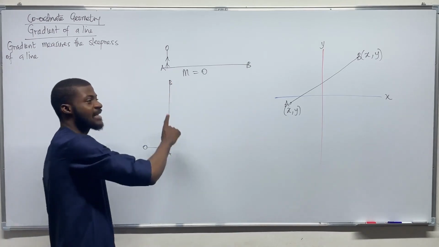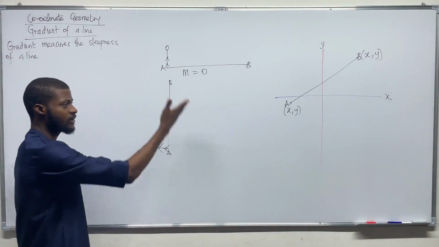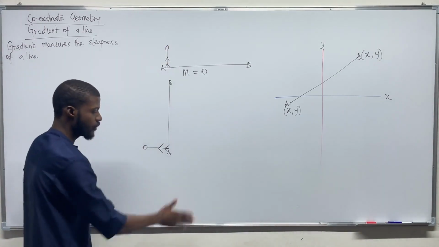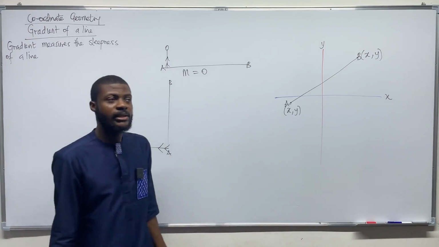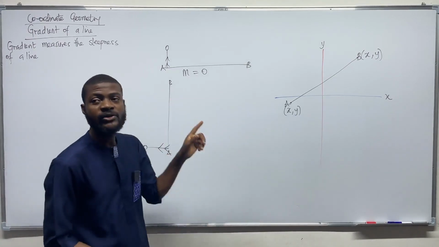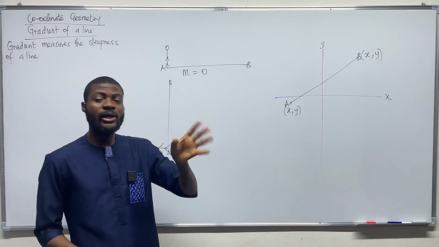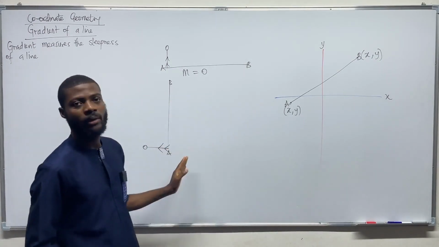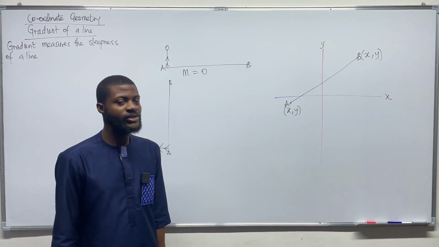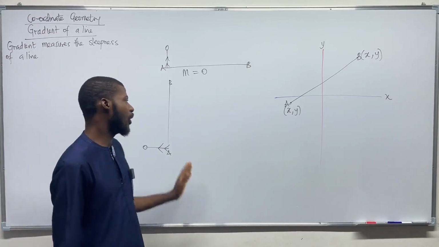Because a vertical line is like a wall. Your wall is always vertical. So we have vertical wall, horizontal ground. The vertical wall, you cannot climb it. That is why if you notice, whenever they want to climb a wall, they always use a ladder. Because you cannot climb a wall using just your legs. You will fall on the ground. It's not possible. You must always use a ladder.